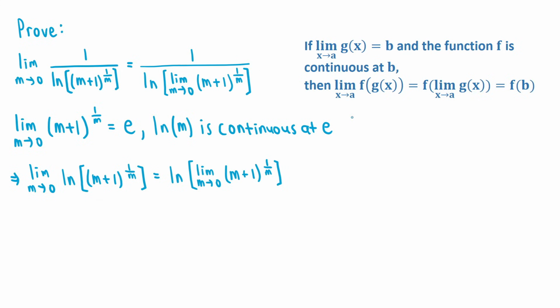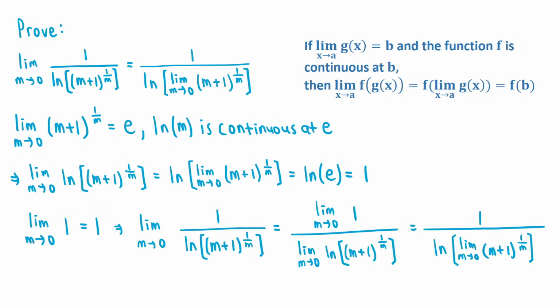the limit as m approaches 0 of ln of m plus 1 to the 1 over m, which corresponds to the limit as x approaches a of f of g of x expression, equals ln of the limit as m approaches 0 of m plus 1 to the 1 over m, which corresponds to the f of the limit as x approaches a of g of x expression. So this is just equal to ln of e, since we know that the limit as m approaches 0 of m plus 1 to the 1 over m equals e, and this is just equal to 1. So the limit as m approaches 0 of ln of m plus 1 to the 1 over m definitely exists. So the limit as m approaches 0 of 1 equals 1. So the limit definitely exists, since it's just a constant.